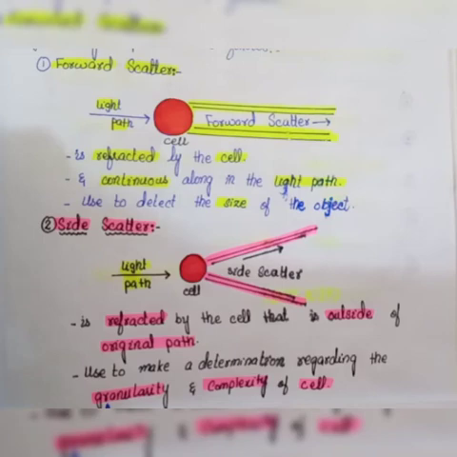And the cell that contains more granules will show a high peak, but the cell that contains fewer granules will show a lower peak. So here is all about the forward scattering and the side scattering.